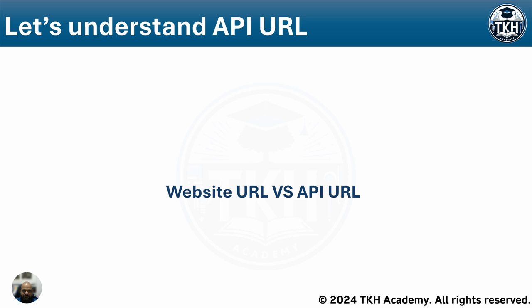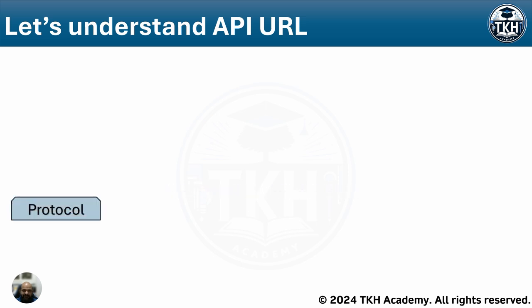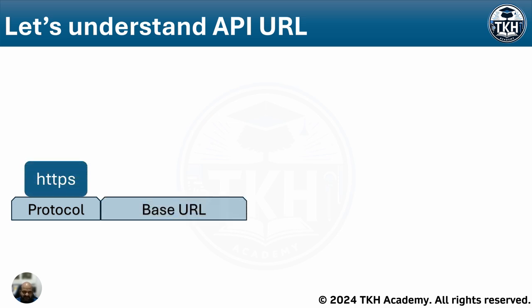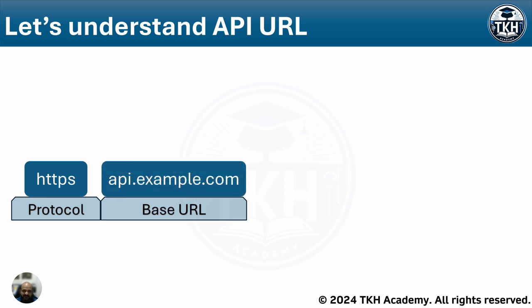So now let's do a further detailed analysis of the URL itself of the API. So the first part for a API URL is the protocol, that is essentially HTTPS or HTTP. The second part is the base URL, where the URL of the server will be given, right? The next thing that comes is version.